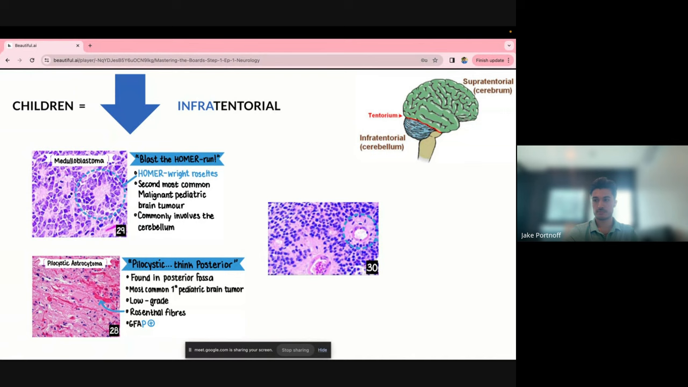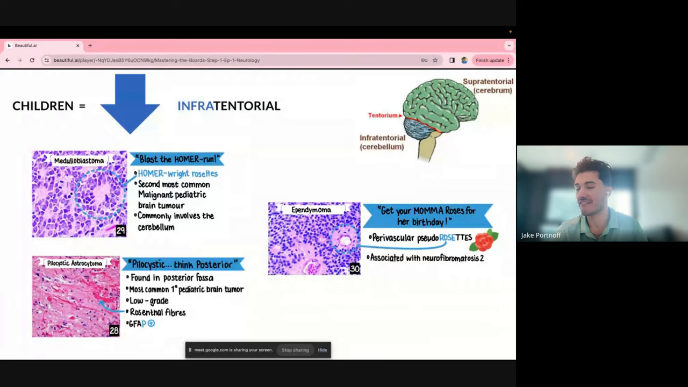Yep, ependymoma, and these are your perivascular pseudorosettes. Get your mom roses for her birthday, guys, is the mnemonic. I never forgot it after I learned that one, because you get these rosettes, ependymoma, right? And it's associated with NF2. Remember, guys, these ones are part of your what? Fourth ventricle, typically are found in your fourth ventricle, okay? So cerebellar, posterior fossa, fourth ventricle. Know the histology, know the vignettes, know the infratentorial, supratentorial associations.